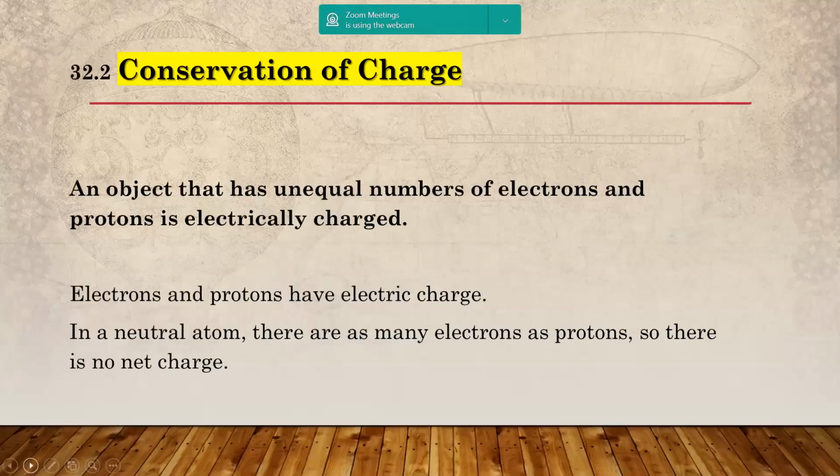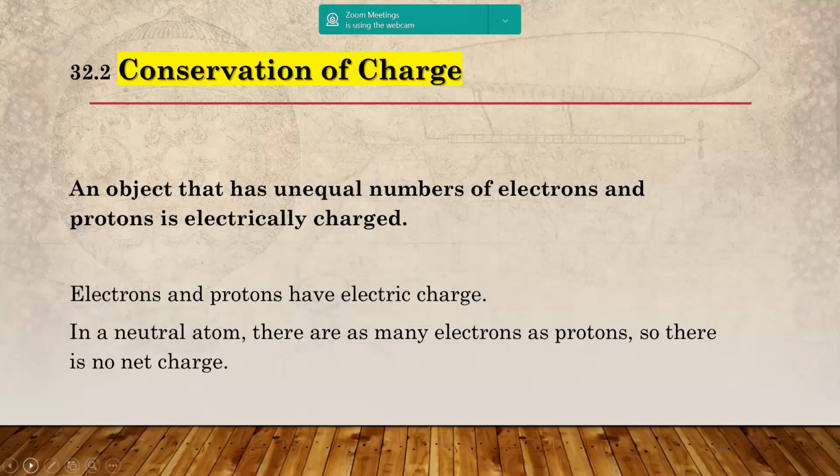Today we will start with lesson 2, conservation of charge. Yesterday we said that any object has an equal number of electrons and protons. We said that the number of protons is the same as the number of electrons, for helium, for oxygen, for hydrogen, and so on. In any atom, the number of protons equals the number of electrons.